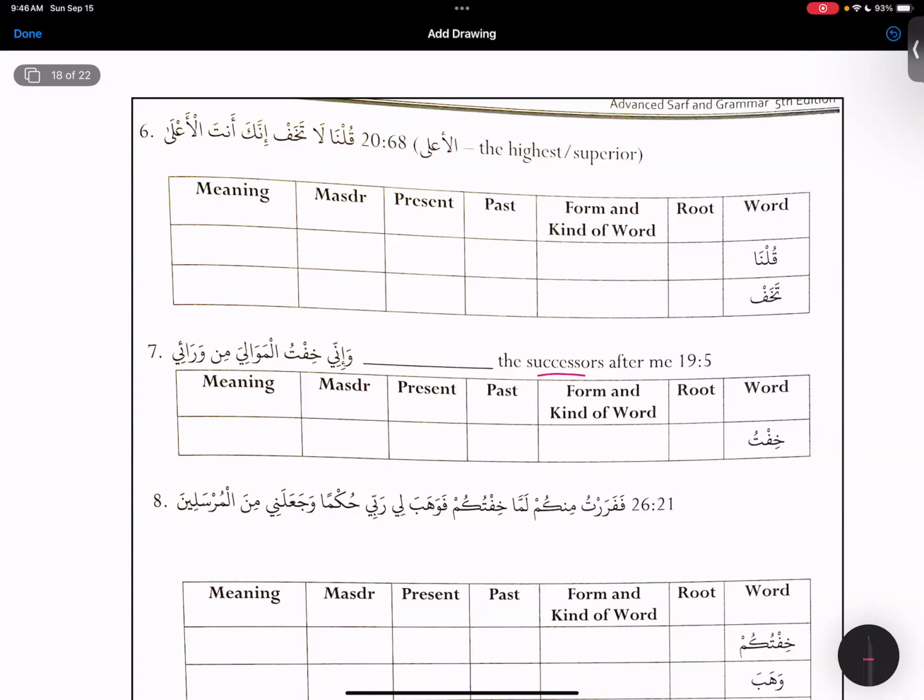So mawaliya is from wali. What siga is it? Ism fail. Ism fail, yeah. The one who is going to take his mission. Mawaliya min warai.